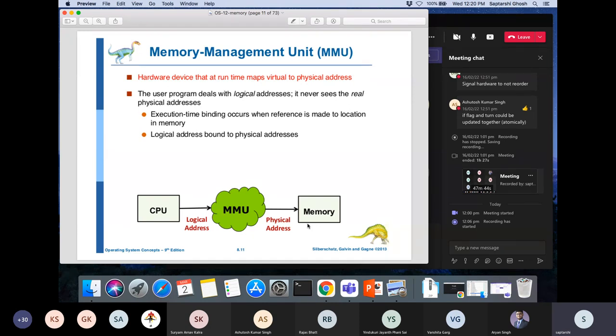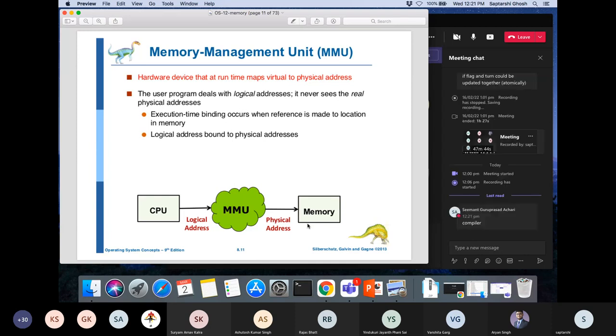Who does the first level of mapping? Any idea? From the symbolic names like A, B, C, these variables, to some kind of addresses, who does the first level of mapping? Exactly what Simanth said, the compiler. The first level of mapping is done by the compiler.